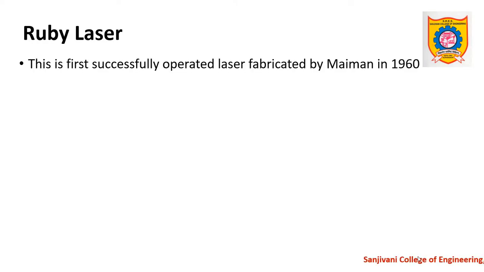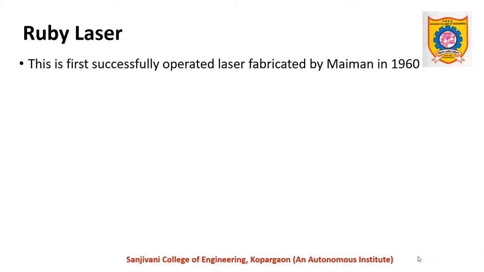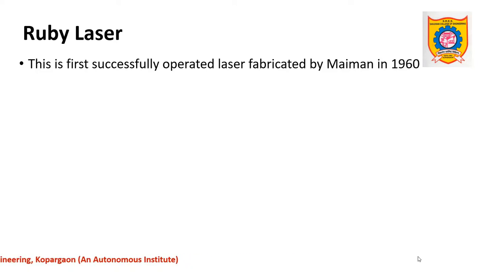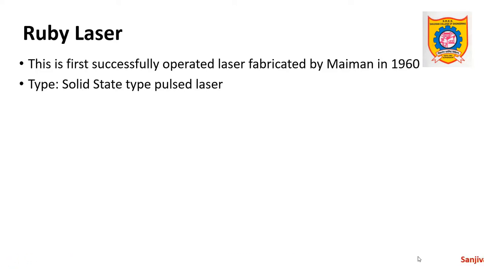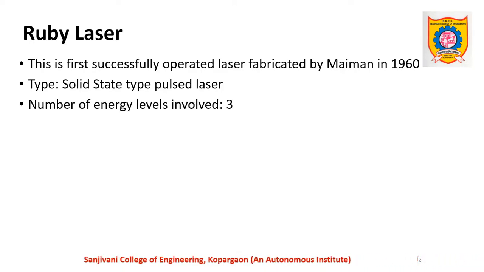Ruby laser is the very first successfully operated laser, which was fabricated by Maiman in 1960. As the active material used in this laser is in the form of solid, this laser belongs to solid state type of laser, and its characteristic feature is it is of pulse type, that we will discuss in coming slides. The number of energy levels involved in the laser action is 3.